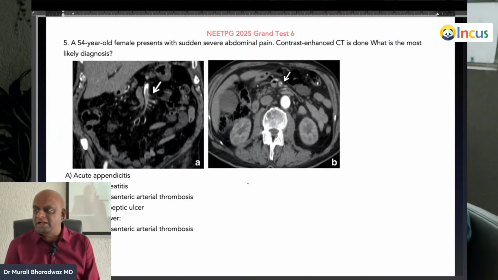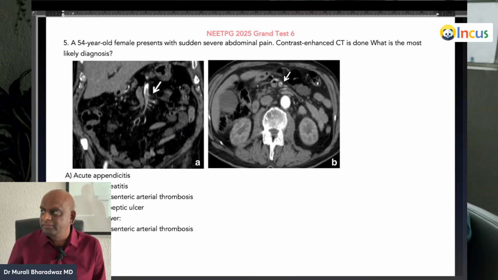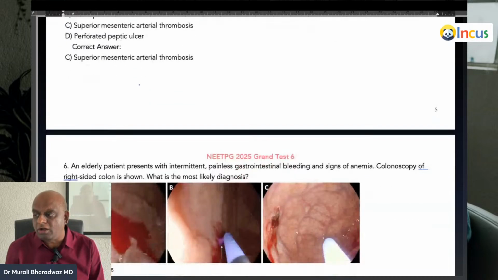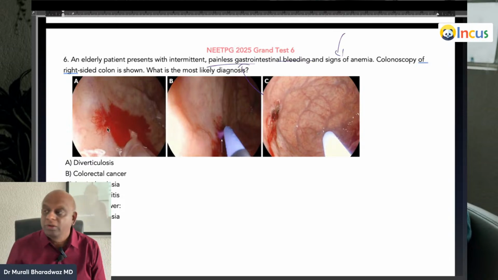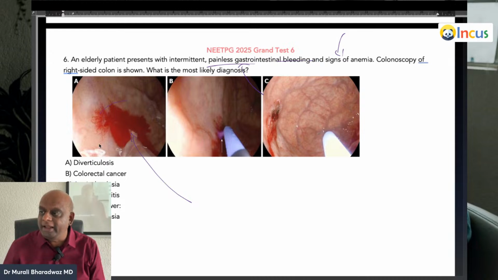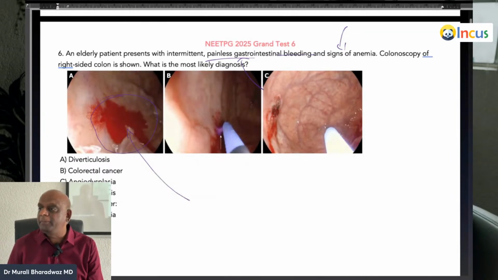A 54-year-old female presents with a sudden severe abdominal pain. Contrast CT was presented. So what do you see here, doctor? Superior mesenteric arterial thrombosis is what is seen. An elderly patient with intermittent painless gastrointestinal bleeding and signs of anemia. So this is typically angiodysplasia, which is very common in the elderly population.